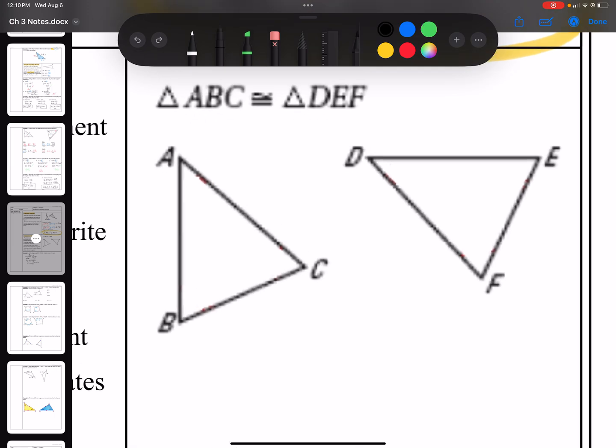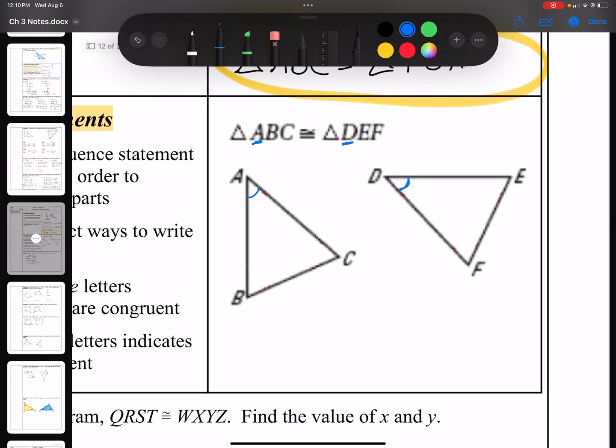So why don't we mark up these triangles based on the given congruent statement? They said triangle ABC is congruent to DEF. Well, what's the first letter here? A. What's the first letter here? D. Meaning I know angle A has to be congruent to angle D. I know that has to be true. B is next, that's the middle letter. What's the middle letter here? E. So that means angle B has to be equal to angle E, according to the statement. Then C is the third letter, F is the third letter. So angle C has to equal angle F.